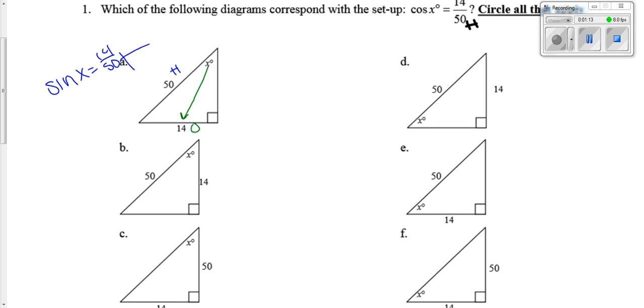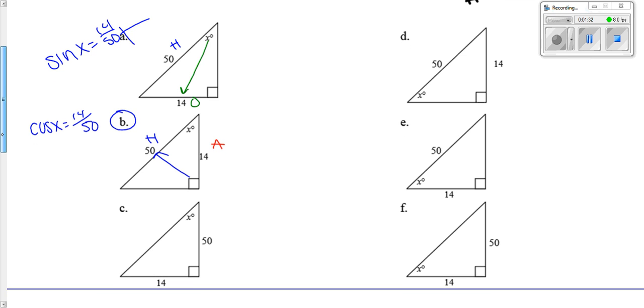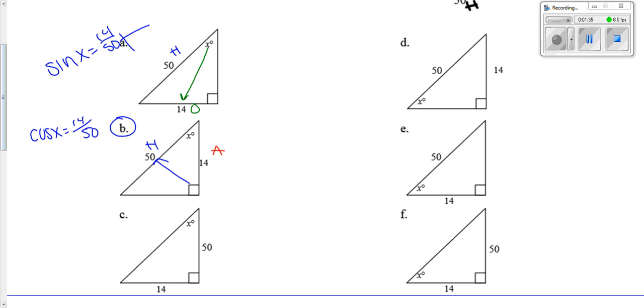So this one would be sine of x equals 14 over 50, not cosine, so it's not going to be A. For B, 14 is my adjacent, 50 is my hypotenuse. So this one would be cosine x equals 14 over 50. So B would be a proper setup. For C, 14 is our opposite, 50 is our adjacent. So this would be tangent of x equals 14 over 50. So we couldn't use C.